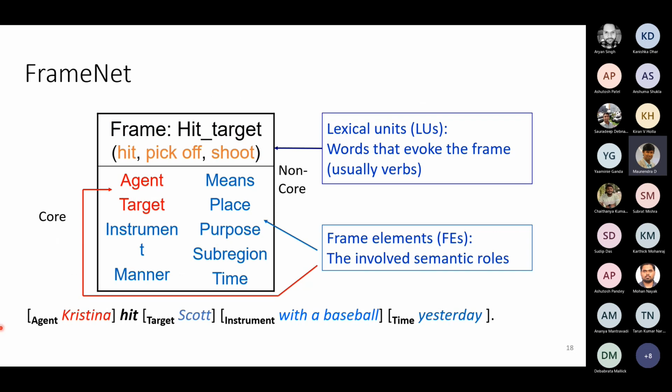A frame will consist of words. So suppose this frame is called hit target. Okay, and the different verbs which can participate in this frame could be hit, pick off, shoot. So these different words can evoke the frame. And all these words together may have some commonly used additional information, which are called the frame elements. And these things would be the semantic roles.